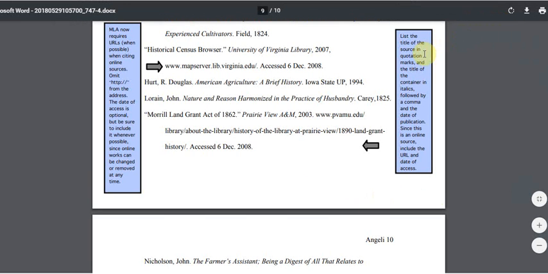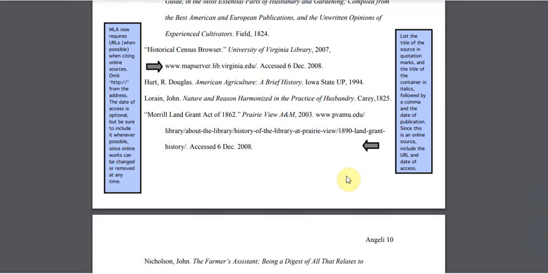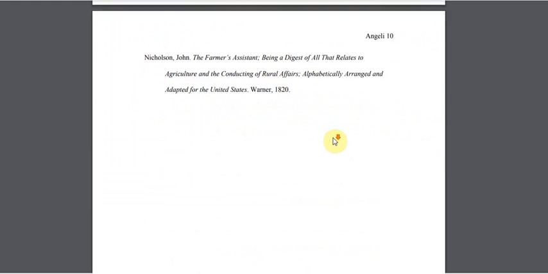List the title of the source in quotation marks and the title of the container in italics followed by a comma and the date of publication. Since this is an online source, include the URL and date of access. And so we have an example of all that here.